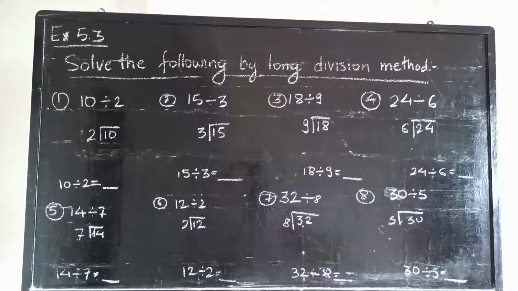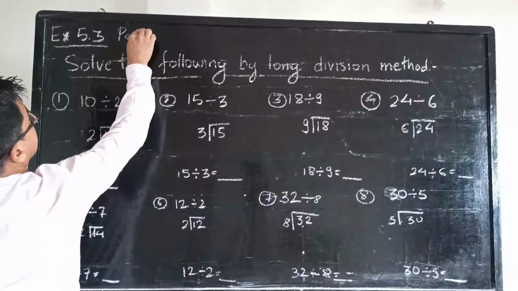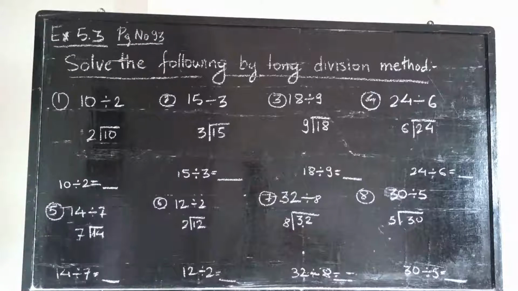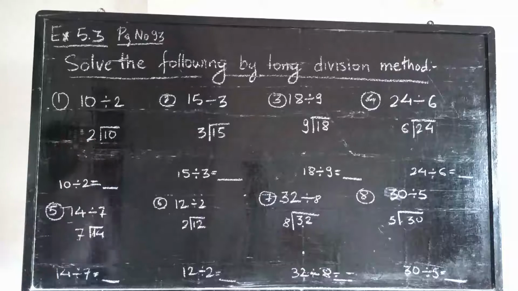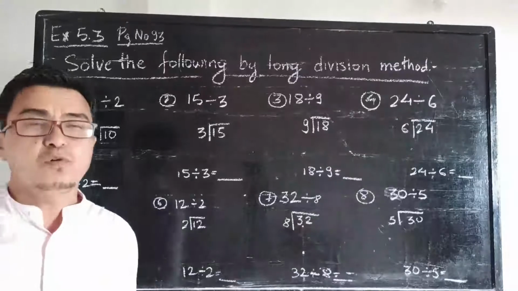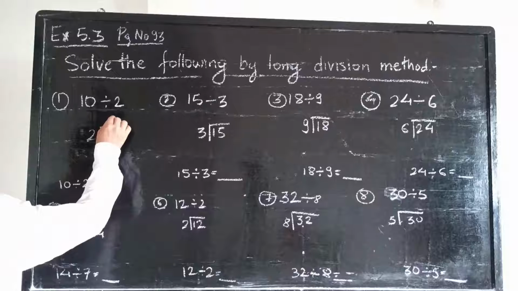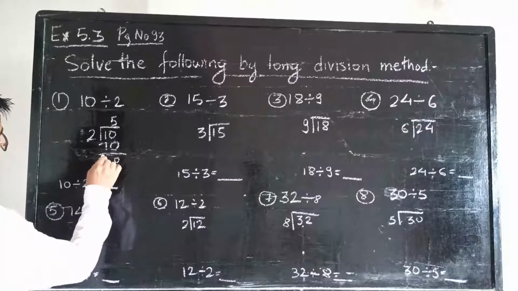Now we'll do exercise 5.3 on page number 93. Now solve the following by long division method. 10 divided by 2. 10 is the dividend and 2 is the divisor. 2 ones are 2, 2 twos are 4, 2 threes are 6, 2 fours are 8, 2 fives are 10. 0 minus 0, 0. 1 minus 1, 0.